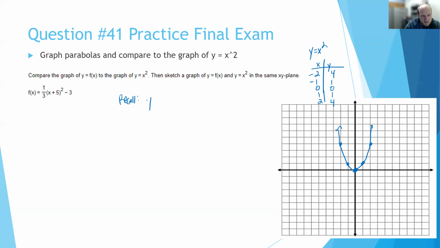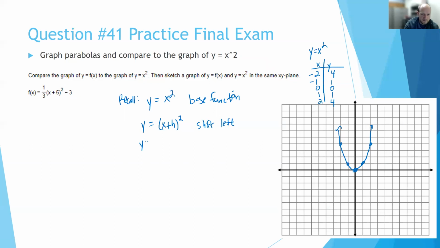So recall, if I have the graph y equals x squared, that's just our base function. That's our base function for a parabola. And then when I add or subtract things inside the parentheses or outside, next to the parentheses, we need to know how that changes the base function. So if I have y equals x plus h, an h value, squared, inside the parentheses, what does that mean? That means the values in the graph are all going to shift left.